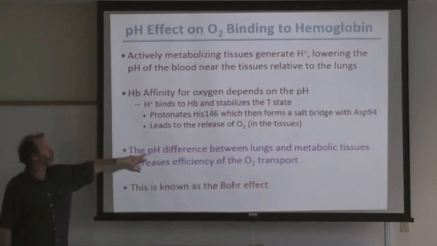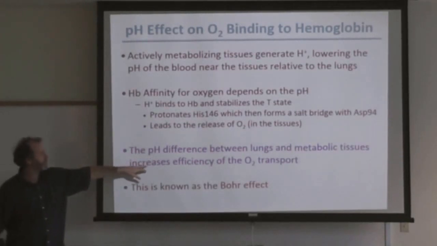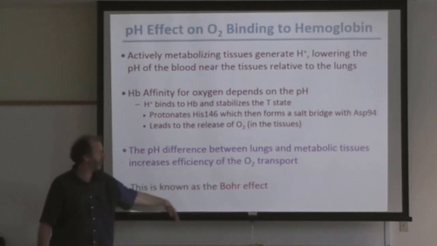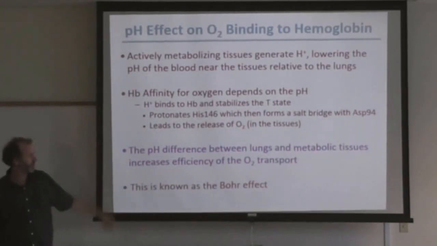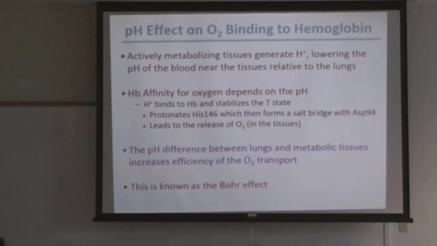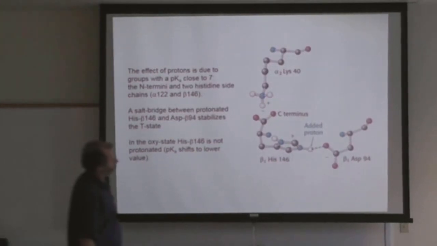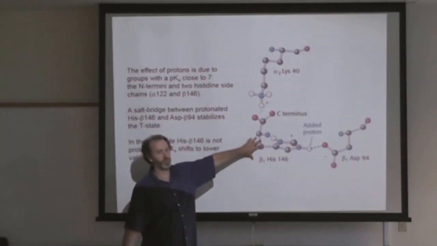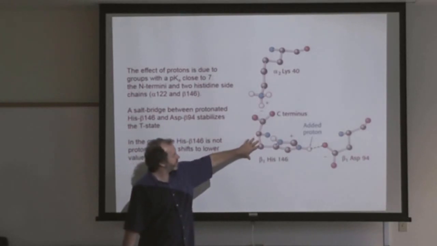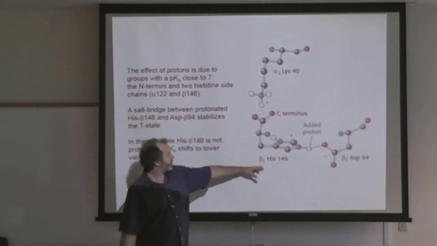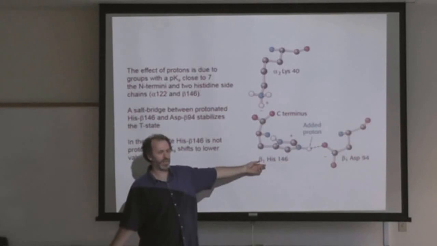So the pH difference between the lungs and the metabolic tissues increases the efficiency of oxygen transport, and this pH effect on the affinity for oxygen is known as the Bohr effect. And how it works basically is, you've got protonatable groups on the hemoglobin, and one of them is histidine. Why is histidine a protonatable group?